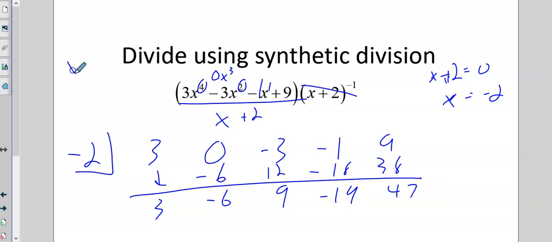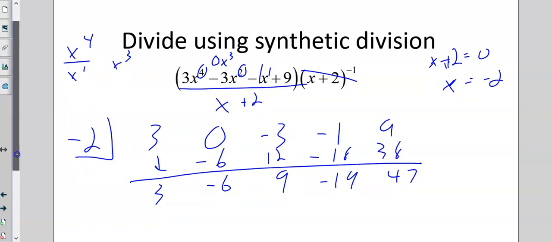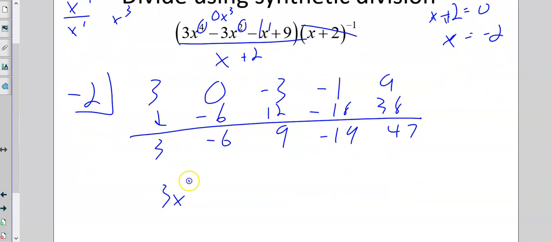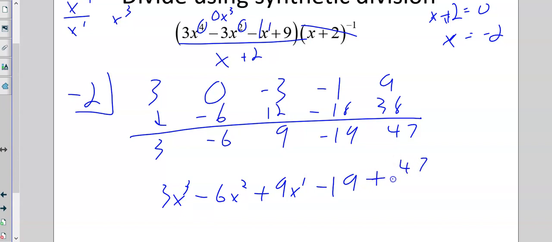Now notice, this time I was dividing this by this, so I should start off with x cubed. So 3x cubed. Next number down is x squared. Next number down is x to the 1. This is my constant. And then plus 47 over my divisor of x plus 2. And that's it.